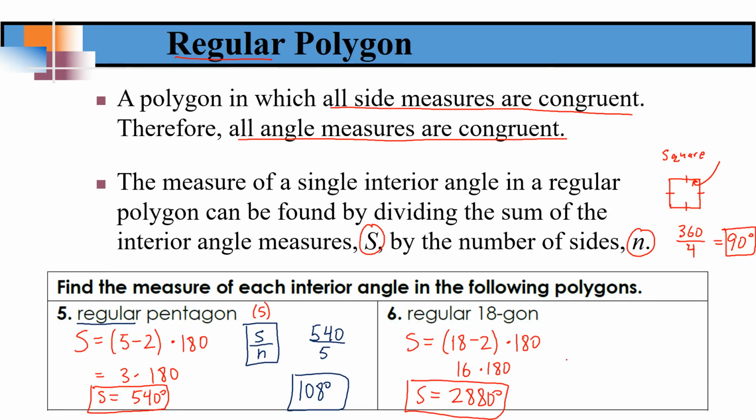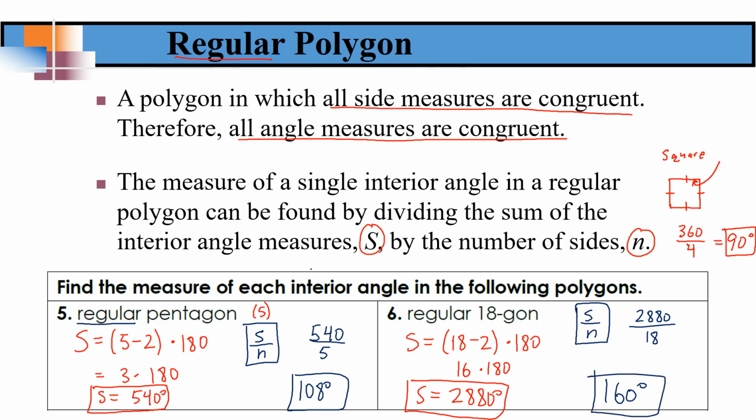To find the measure of each interior angle in a regular 18-gon, just like before, we need to take our sum and divide by the number of sides, or the number of angles. In this case, take 2,880 and divide by 18. And if you do that, you're going to find that each interior angle will measure 160 degrees.